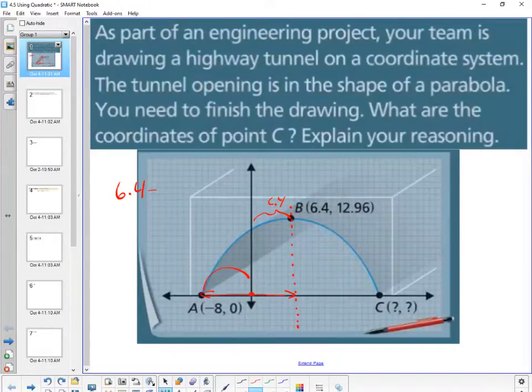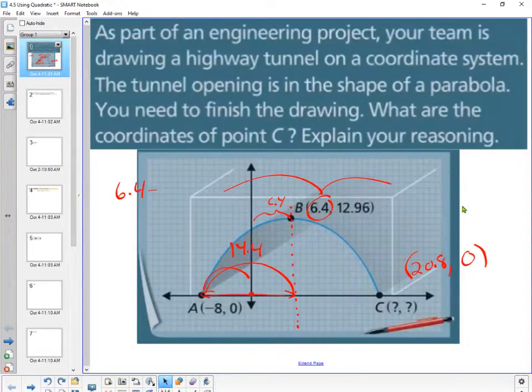So are you saying that I need to figure out this distance? Yeah. Okay. So what would this distance be? If this is 6.4 and this is 8, it'd be 14.4. So this distance is 14.4 from here to here, and that would be on the x. So how do I get the x over there then? Add it to 6.4, right? Because that means we're going 14.4 that way and 14.4 that way. Good. So what would the x value here be? 20.8. What about my y value? 0. Good. All right. Nice.